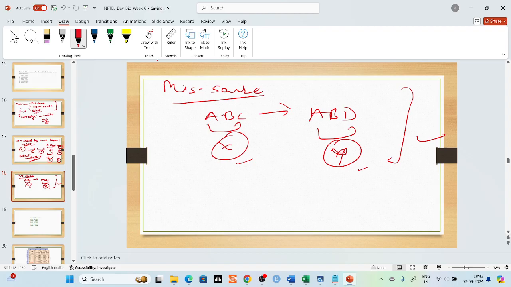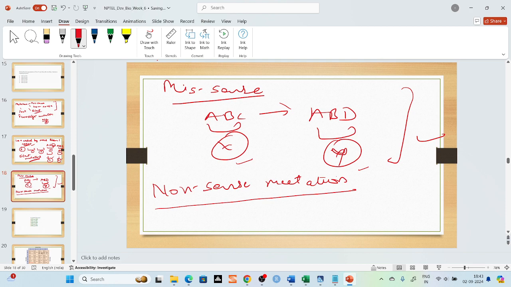Then we come to nonsense mutations. Missense means the sense has been changed. Earlier it was coding for X protein, now it is coding for Y protein. Nonsense mutation means that now it is not coding for any protein at all. Now when can it happen? It can happen when your codon is changed to a stop codon.